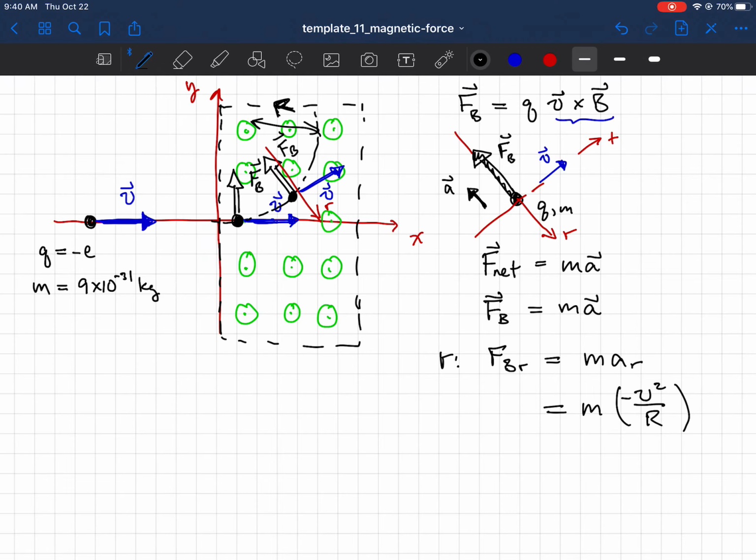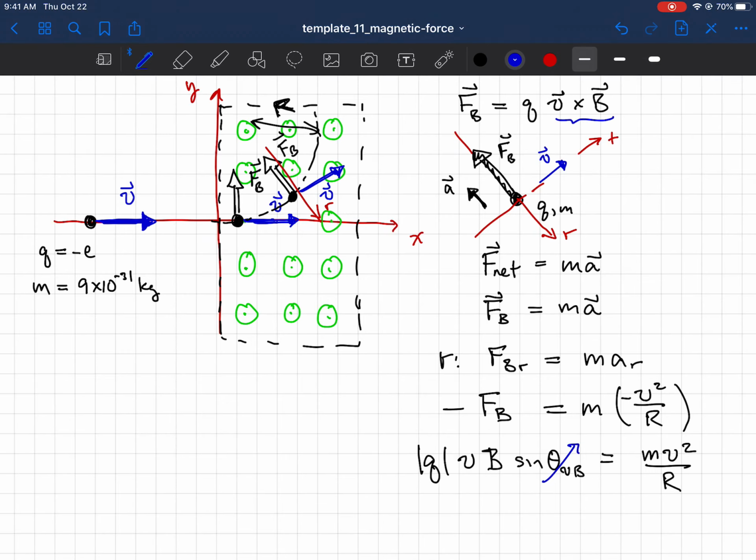It's starting to get to be an ugly picture. So AR, the R component of the acceleration, is negative. FBR is also negative, so I can write that as minus magnitude FB. The negatives will cancel out, and the magnitude of FB is going to be Q with an absolute value, speed, absolute value of V, B, magnitude of B, and sine of the angle between V and B. Remember, that's how we find our magnitude of the cross product. And that will be equal to mv squared over r.